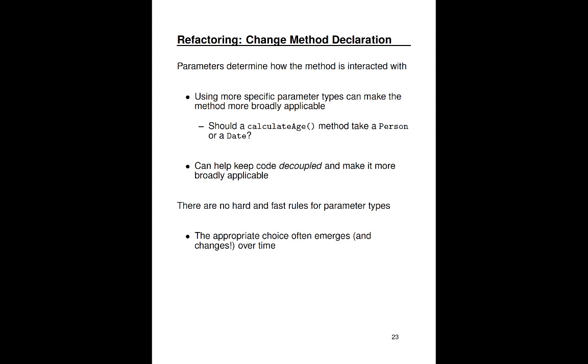You should do what's fit to purpose. But by using the appropriately broad parameter type, it can help keep your code decoupled, and you end up with functions that are more general and therefore more broadly applicable. But again, there aren't hard and fast rules for this. This is another one of the situations where today's choice might not necessarily be the right one in the future. And that's okay, because again, software is easy to change.